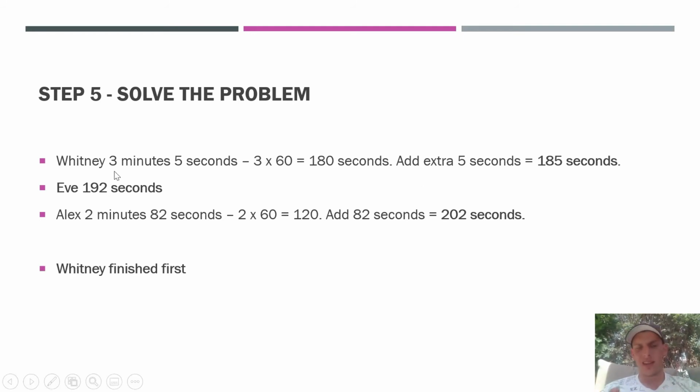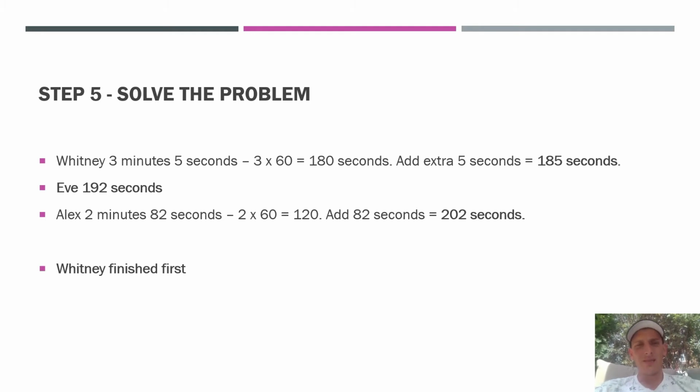Eva, we already know it's already in seconds. She finished in 192 seconds. Now Alex finished the race in 2 minutes and 82 seconds. Remember, each minute is 60 seconds, and we've got 2 minutes. So 2 minutes should be 2 times 60, which is 120 seconds. Then we've also got 82 seconds over the top of that. So just add 82 to 120. That will give us 202 seconds. Okay, so we've now got 185 seconds, 192 seconds, and 202 seconds.